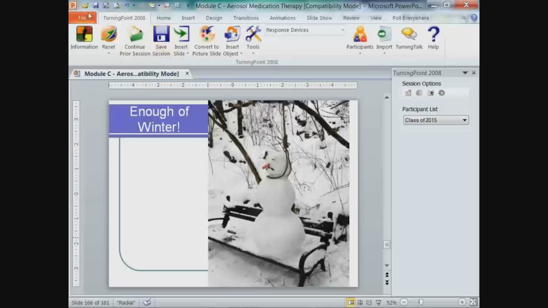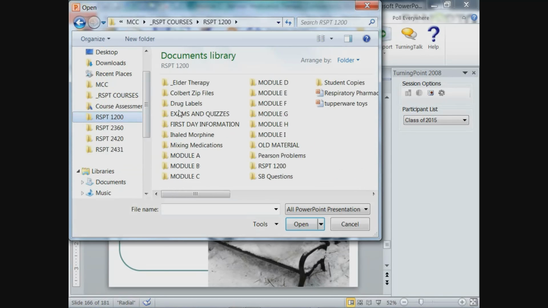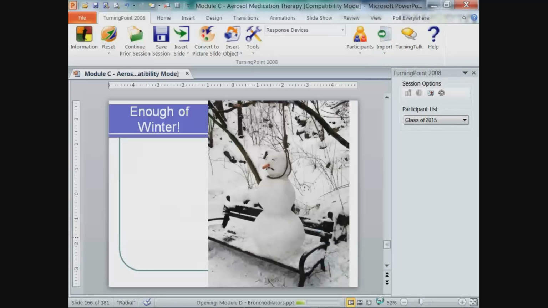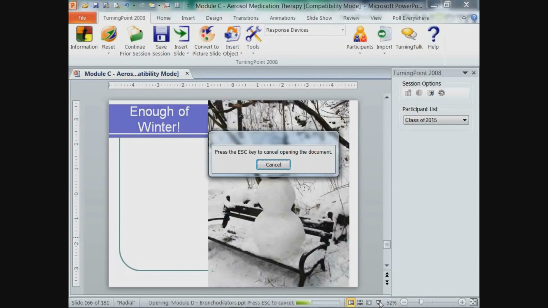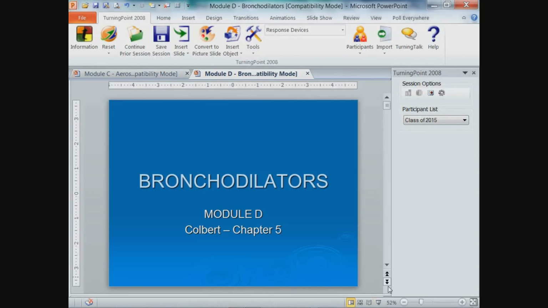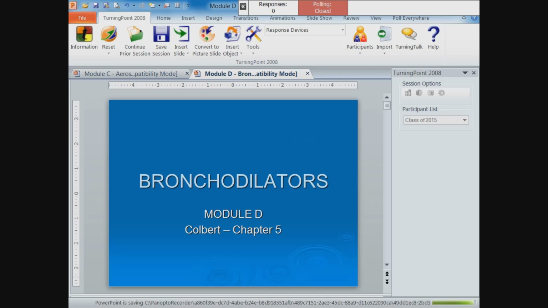All right. Let me pause here for a moment and open up Module D. Because now we get into some of the good stuff. I believe this is Chapter 5 in Colbert. Come on, you.